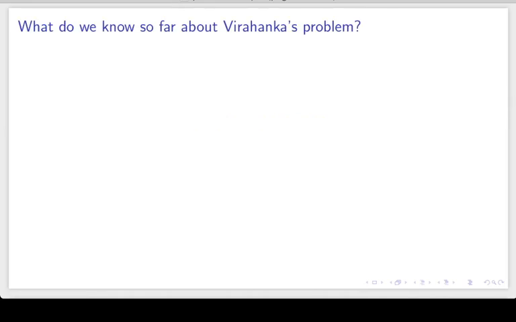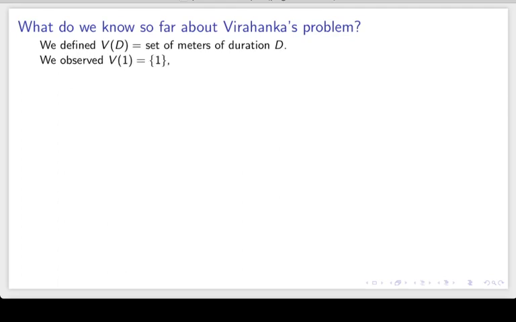Okay, so let's just take a review. What do we know so far? We define V of D to be the set of meters of duration D. And then we observed that V of 1 is the set containing just the sequence 1. V of 2 was a set containing the sequences 1, 1 and 2. The cardinalities are what we are interested in. Cardinality of V of 1 is 1 and cardinality of V of 2 is 2.